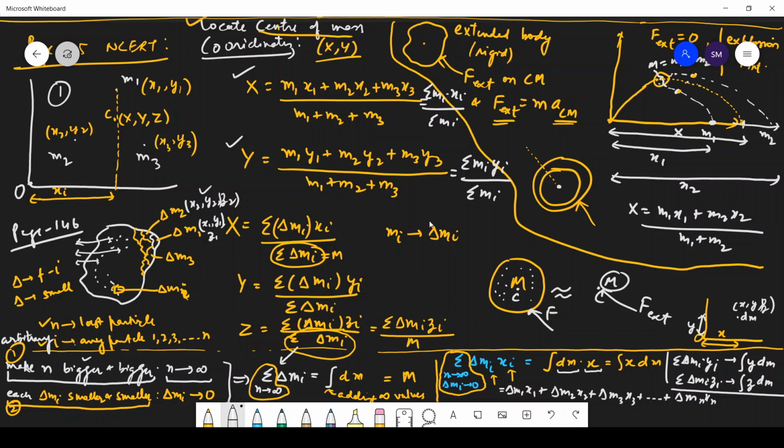Excuse me, sir. Yes. So here you have said that we use the integral sign when there is continuity. Yes. Whenever there is continuity, everywhere in physics. Okay, sir, then what does it mean? What does continuity mean?